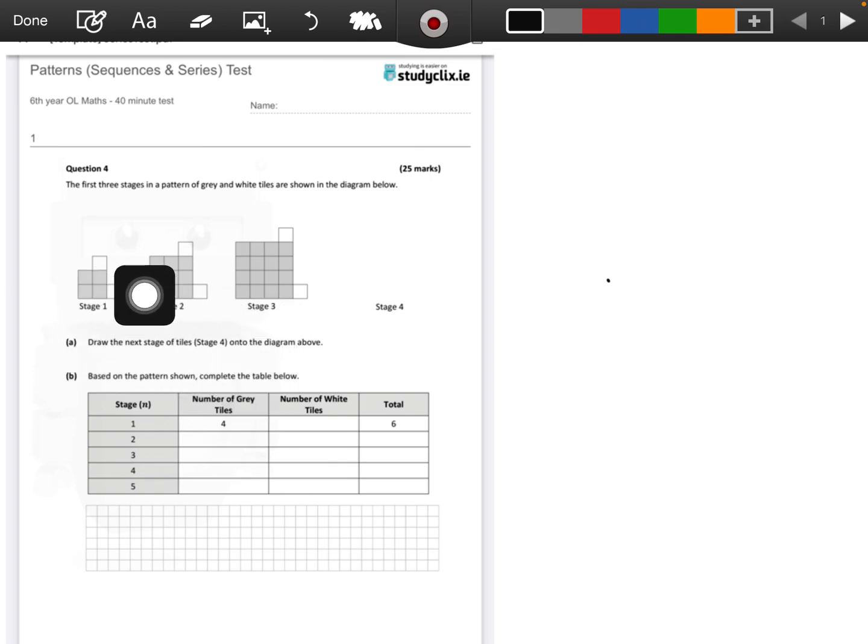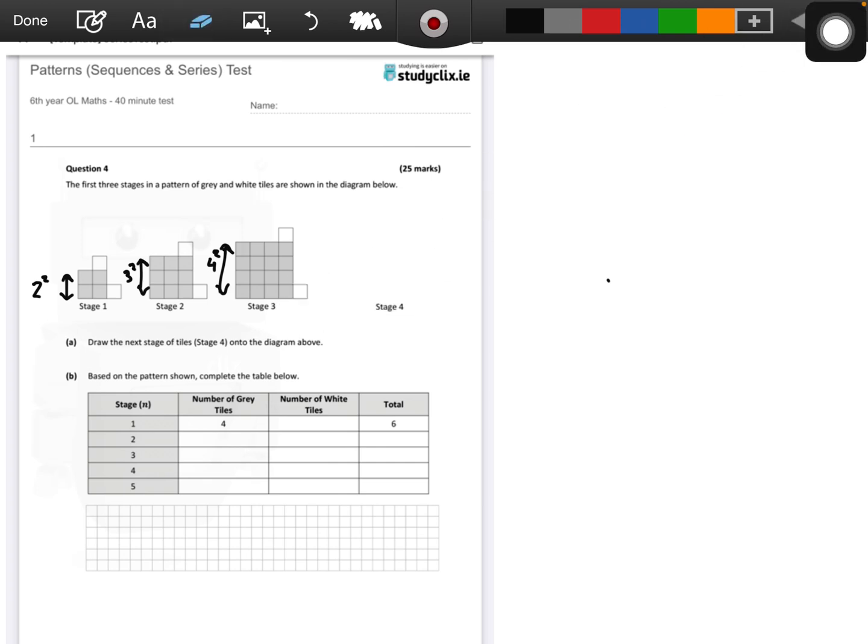Straight away we're seeing that no matter what stage they are, they have 2 white tiles. And then depending on what stage they are, this square seems to get 1 size bigger each time. So for stage 4, stage 1 had 2 squared in grey, this one was 3 squared tiles, this one was 4 squared tiles, so our next one we want to be 5 squared tiles. If you just wrote in 5 squared and didn't do anything else, you were getting 3 out of 5 marks.